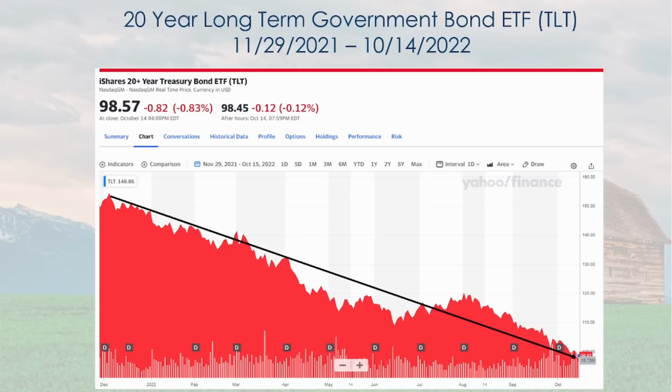I don't know when it's going to resume its upward trajectory, but I think that probably has something to do with when interest rates stop going up, or the perception that they're going to stop going up.